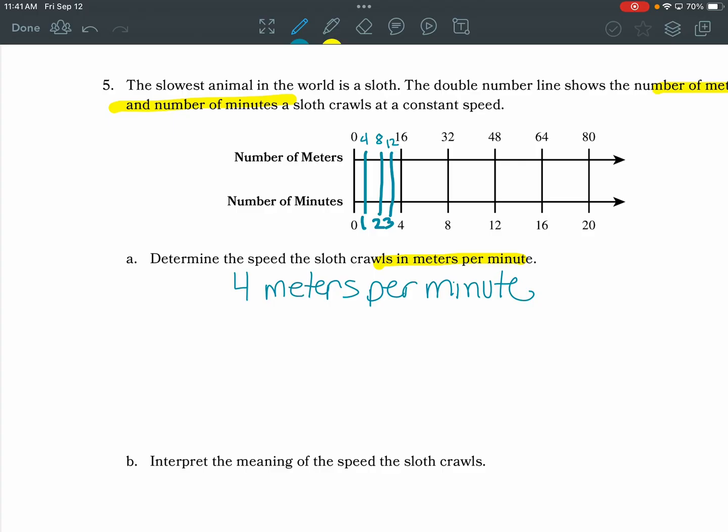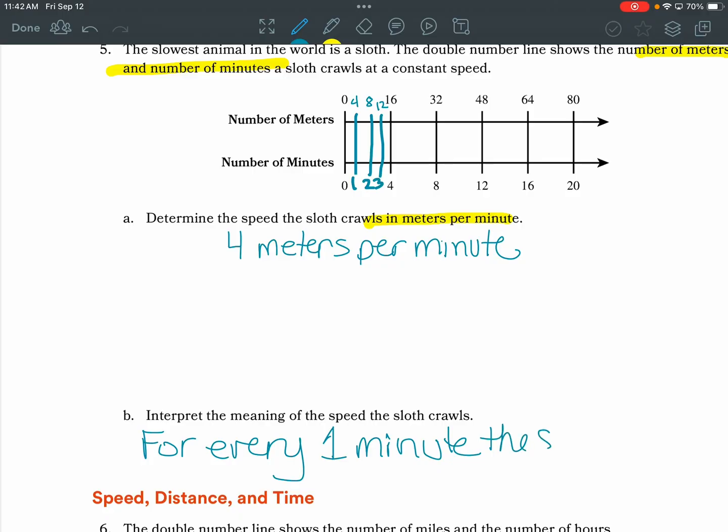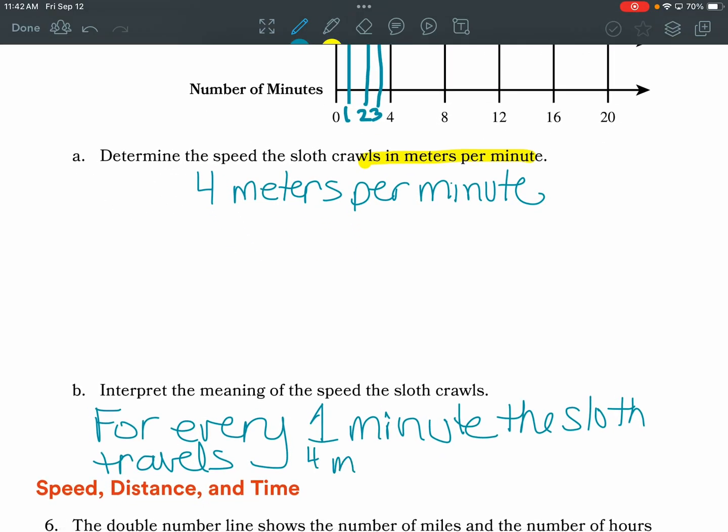So what does that mean? How fast does it travel? For every minute, it goes 4 meters. So for every, and let's get more specific, for every 1 minute, the sloth travels 4 meters. Highlight that. I already did on the first page. Oh, I'm being more specific.